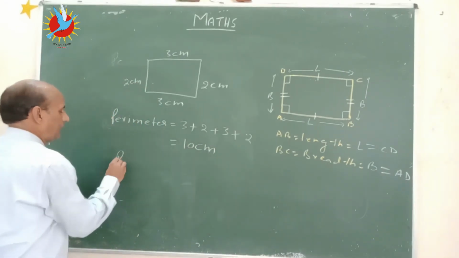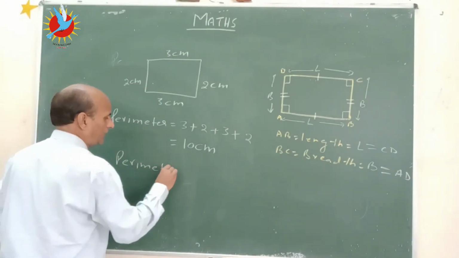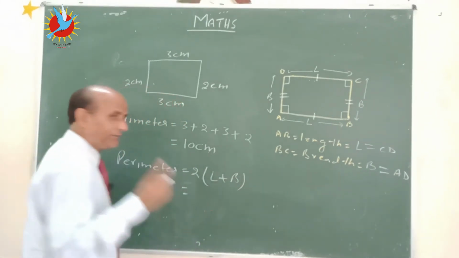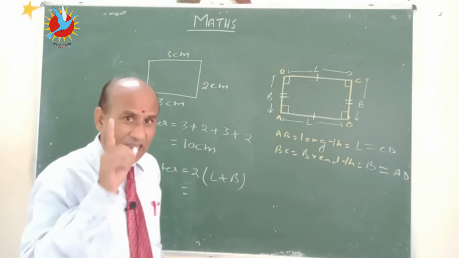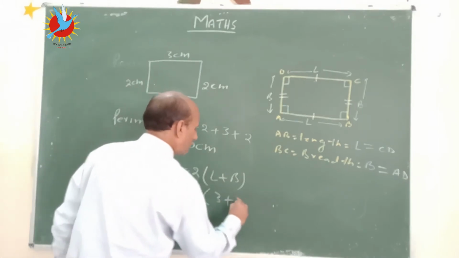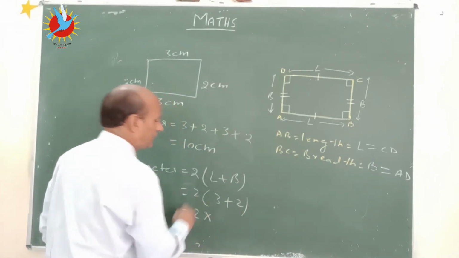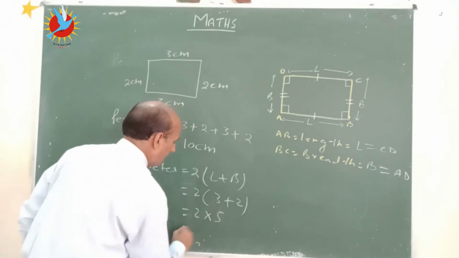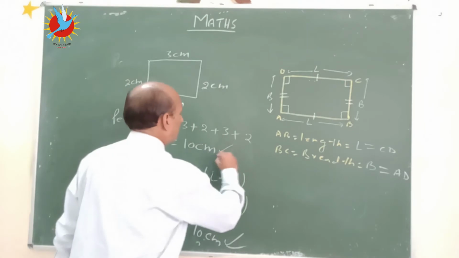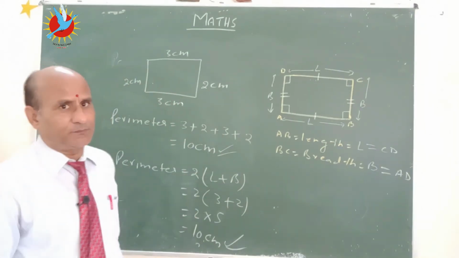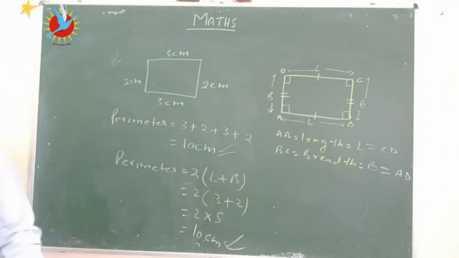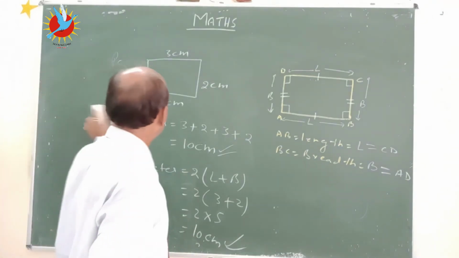And you can use the second formula also if you want, which is the shortcut, L plus B, times 2. What we have done is first add the length and width, that is 3 plus 2, which is 5, and 5 times 2 is 10. So it is 10 centimeters. You will get the same answer by using either of them. So you can use either this formula or this formula, it is up to you which one you find easy.